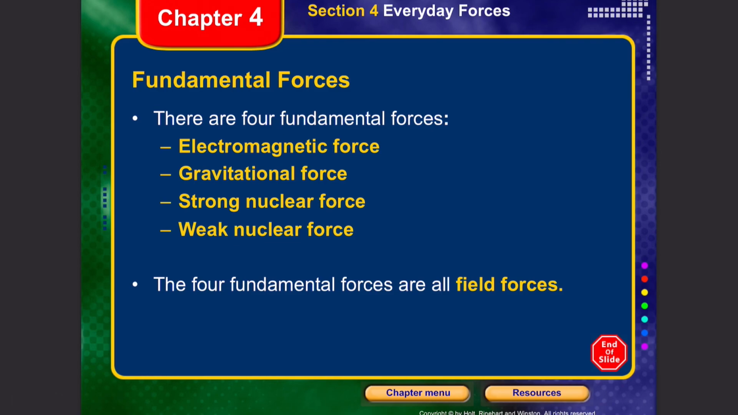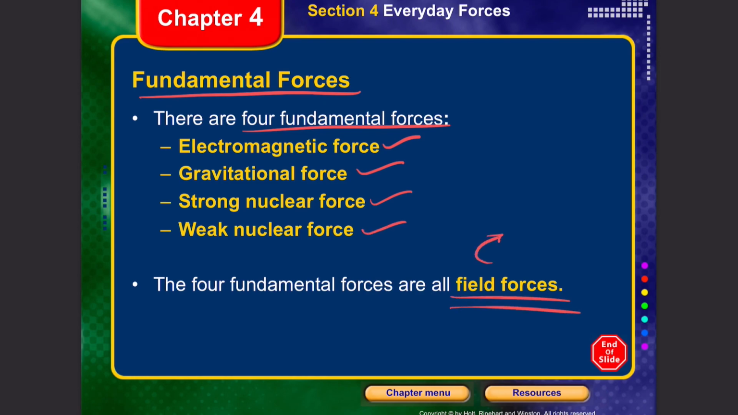Let's get into some of the fundamental forces. There are 4 fundamental forces in nature. The first is electromagnetic force, gravitational force, strong nuclear force, and weak nuclear force. These 4 forces are generally called the field forces, and these are the most common non-contact forces. Until now, the forces that we discussed are contact forces. These are the forces that require some form of physical contact for them to act on the other body. But these 4 forces are generally called field forces, and their presence can be felt without having any contact.